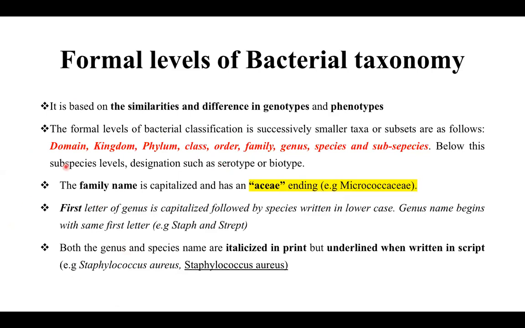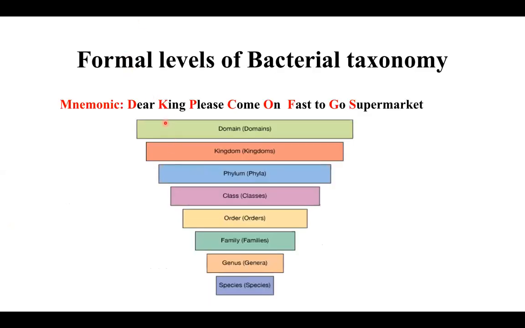Now, we'll talk about the formal levels of bacterial taxonomy. Generally, bacteria are further classified in the formal levels of bacterial taxonomy from higher level to lower level. If you go from higher level to lower levels, the highest level of bacterial taxonomy is the domain, followed by the kingdom, then the phylum, class, order, family, genus, and species. The name of a bacterium is composed of a genus and a species.